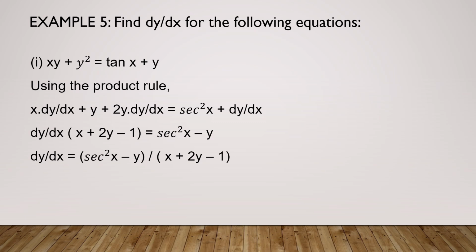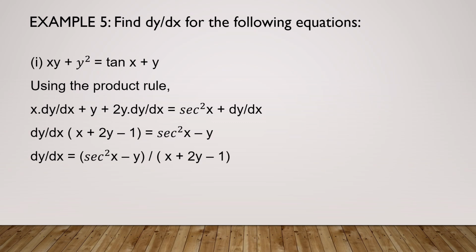First equation is xy plus y square is equal to 10x plus y. Now remember, over here we will be applying the product rule because it is x into y. So what is the product rule? Derivative of u into v is u into derivative of v plus v into derivative of u. So x into derivative of y, which is dy by dx, plus y into derivative of x, which is 1. Derivative of x with respect to x is 1.